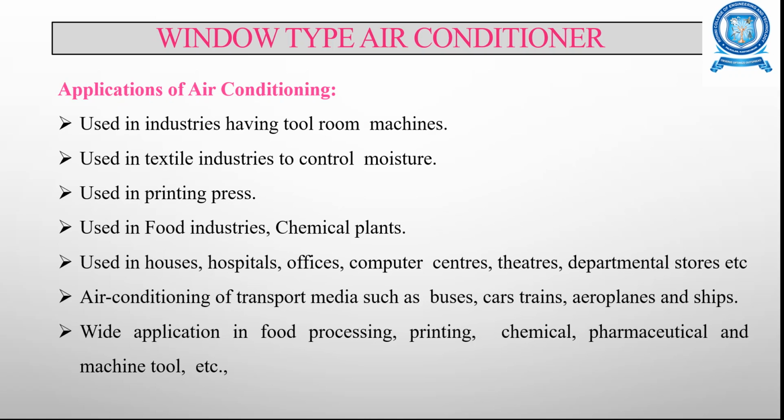So applications of air conditioning. Air conditioning is used in industries having tool room machines and used in textile industries to control moisture, used in printing press, used in food industries, chemical plants, and also used in houses, hospitals, offices, computer centers, department stores, and in transport, like buses, cars, trains, aeroplanes, and ships, and wide application in food processing, printing, chemical, paramedical, and machine tool, etc. So these are all the common applications of air conditioning.